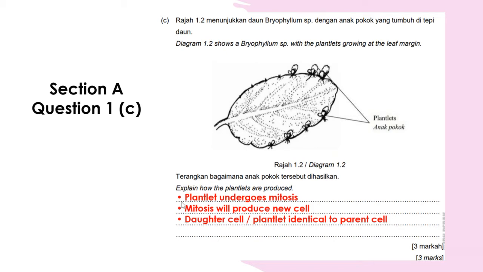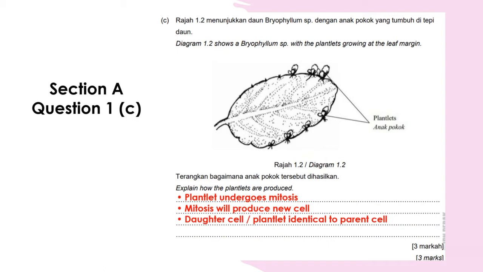First point, this is the suggested answer. Plantlet undergoes mitosis. Mitosis will produce new cells, and the daughter cells or the plantlet are identical to the parent cell. So the plantlets produced here are identical to the parent cells. This is the suggested answer for question 1C. So you have to explain how the plantlets are produced.